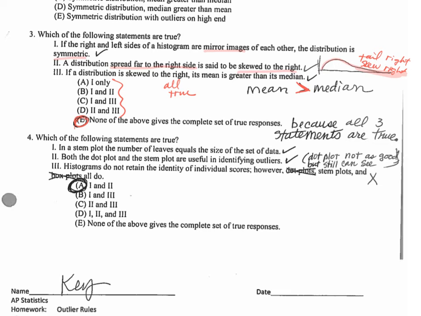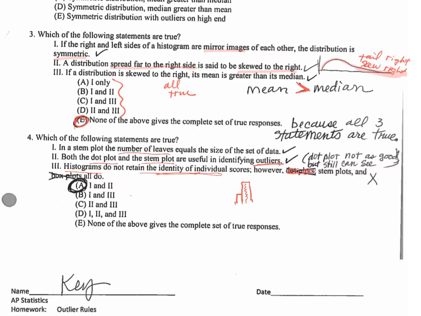Okay, and then this last one, it is true that in a stem plot, the number of leaves is equal to the number of pieces of data. And in a dot plot and a stem plot, you can find outliers. That's true. Histograms do not retain the identity of the individual scores. That is true, because if this is a range of data, you don't know the actual values in there. So that's true, but it says dot plots, stem plots, and box plots all do.